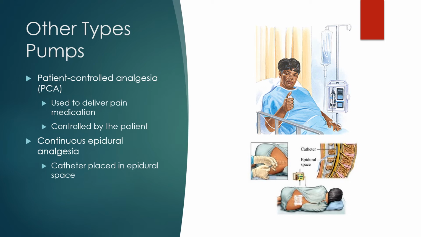Other types of pumps that you might see are our PCA, or our patient-controlled analgesia. This is delivering pain medication. It's controlled by the patient. Again, it is still a smart pump. You can set it so the patient's not just pushing the button. Maybe the patient can push it every 2 minutes or every 5 minutes, or however you set it. And then the last one, there is a continuous epidural analgesia, and that's where the catheter is placed in the epidural space.